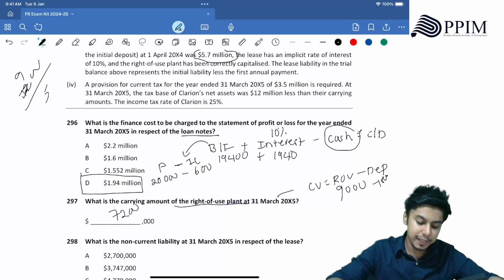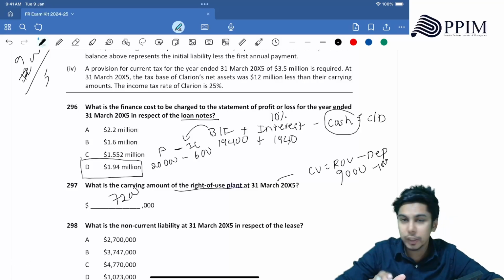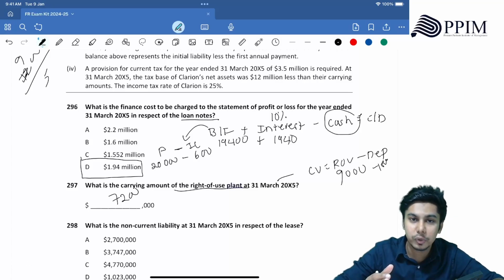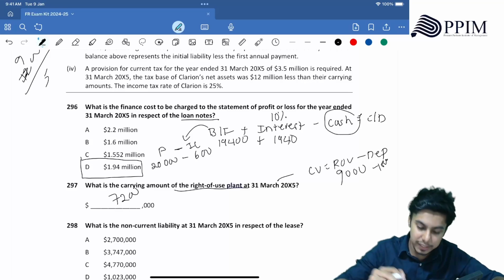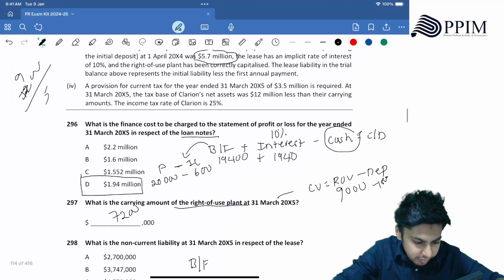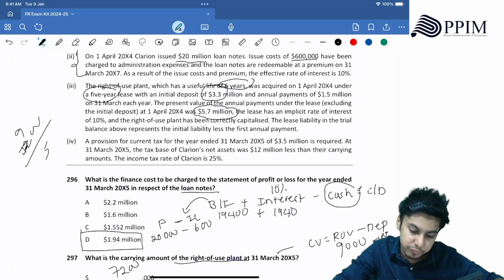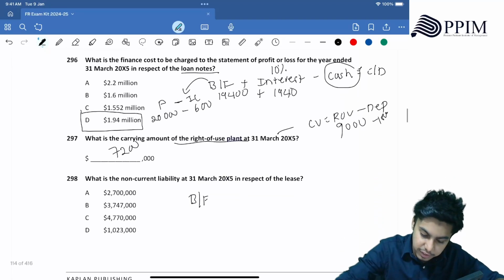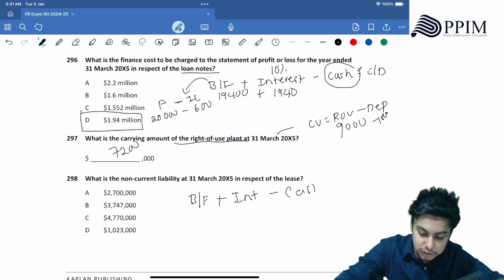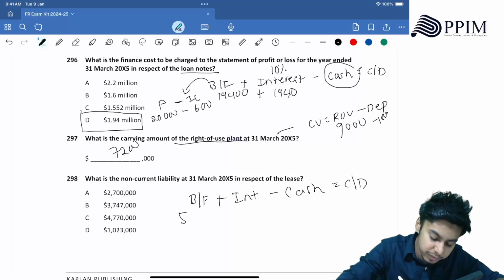Right. Next part they're asking from you, what is non-current liability? Normally to find non-current liability, what should we do? The lease table has to be prepared. So check and see. Brought forward. Is it an advance payment or arrears payment? It's arrears, where we are paying at the end. Yes. So the table will be like this. Brought forward plus interest minus cash is equal to carried down. What is brought forward? Initial lease liability, which is 5.7 million.